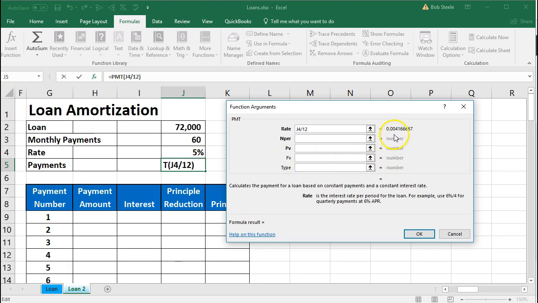So this is the monthly rate. Notice it's really small. That's why we don't work in monthly rates. We typically work in yearly rates and have to adjust them. So anytime you see an interest rate, it typically means a year unless expressed otherwise.